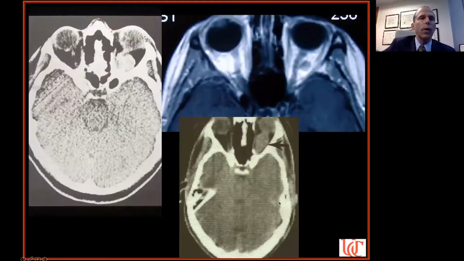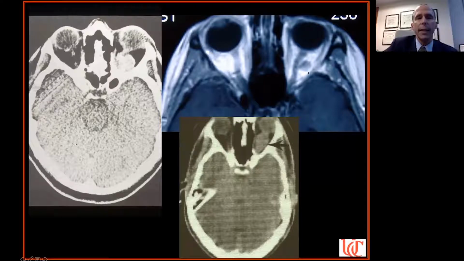Here's some other tumors we might see in the eye socket. This is a cavernous hemangioma on a very old CAT scan. So obviously a CT scan, pushing the optic nerve to the side. Here's a small cavernous hemangioma causing no symptoms whatsoever.